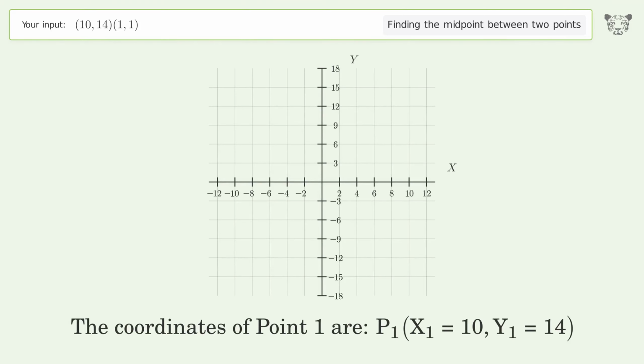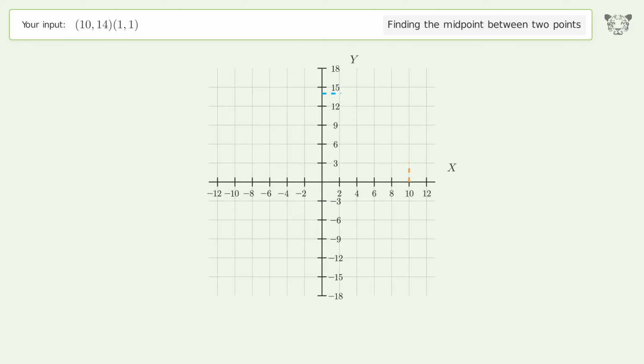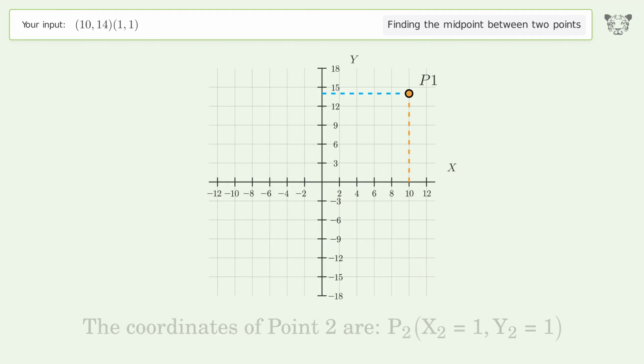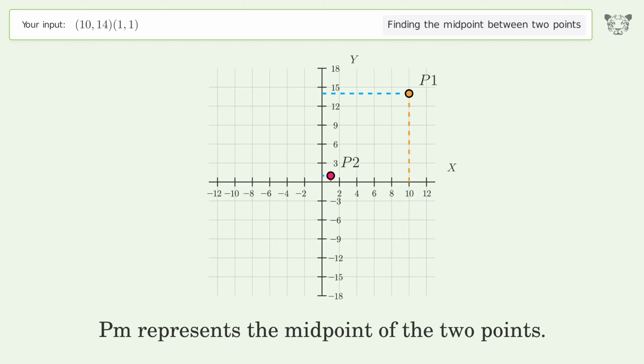The coordinates of point 1 are x1 equals 10, y1 equals 14. The coordinates of point 2 are x2 equals 1, y2 equals 1. PM represents the midpoint of the 2 points.